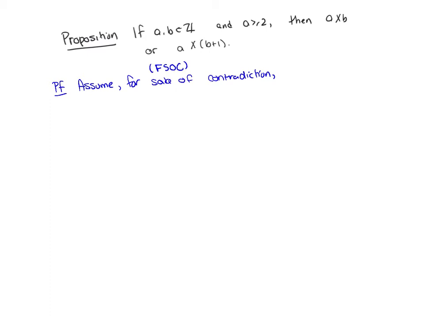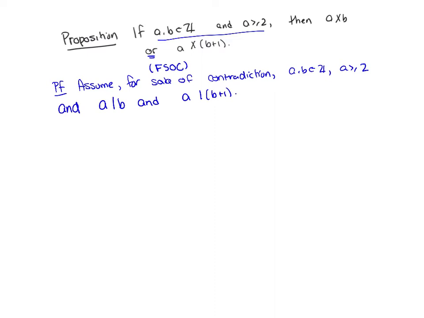So assume for sake of contradiction, I'm going to assume the negation of this if. That is, A and B are in Z, A is greater than or equal to 2, and not Q. So A divides B. The negation of an or is an and. A divides B plus 1.